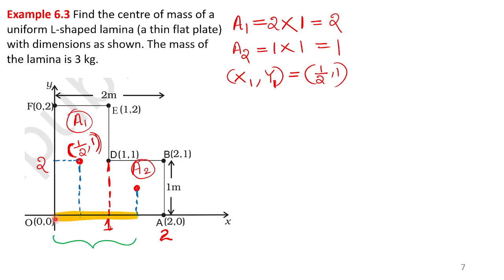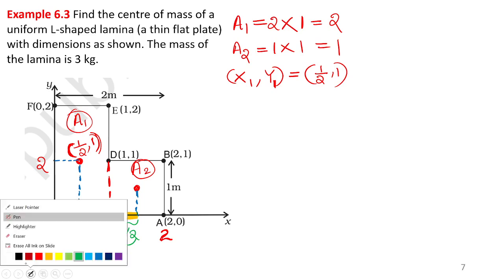In that distance, this point to this point is 1. And this point to this point should be half, because the side of the square is 1. We know that. This is exactly at the center of the square. That is why this is 1 and this is half. So the center of mass of A2 has x coordinate 1 plus half.